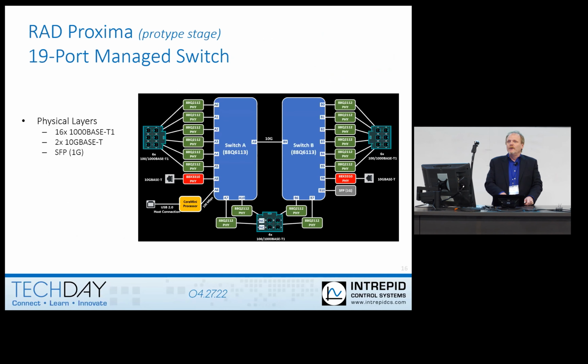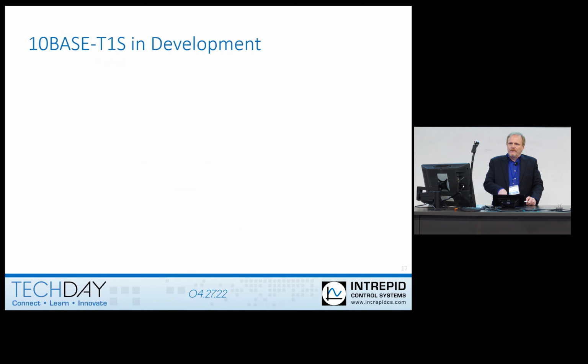And then the large switch we have in development is a 19-port managed switch. It's essentially two of the switch ICs in RAD Epsilon daisy chained together with a 10 gig port, and that gives you sixteen 1000BASE-T1 ports, two 10GBASE-T ports, and a 1 gigabit SFP available. Same switch, same features. We do have some 10BASE-T1 devices in development.